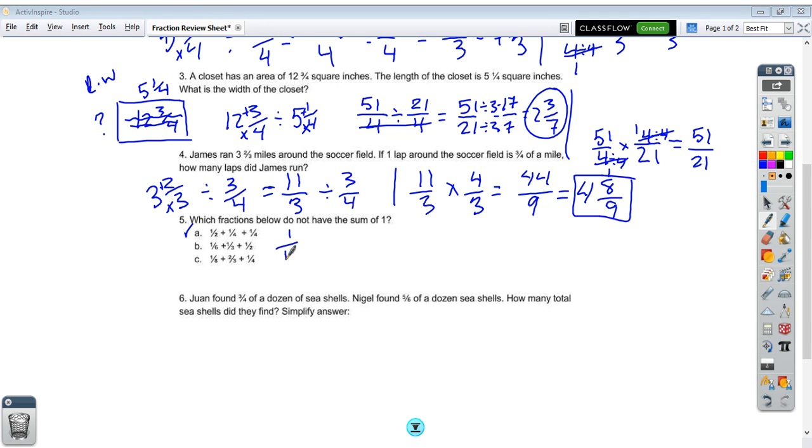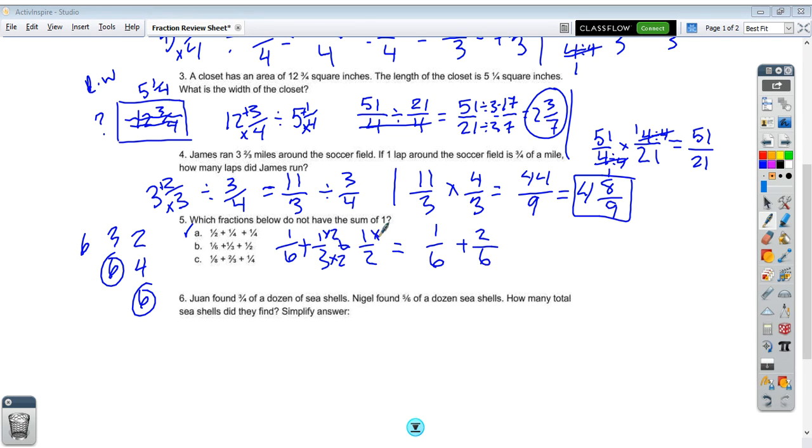Next one, 1/6, 1/3, 1/2. So I've got 6. I have 3 times 6, and I have 2 times 3 is 6. So my denominator should be 6. So for the thirds, I do times 2, and that gives me 1/6 plus 1 times 2 is 2. 3 times 2 is 6. And then the halves, I do times 3, and that gives me 1 times 3 is 3. 2 times 3 is 6. 1 plus 2 is 3. 3 plus 3 is 6. So I get 6 over 6. So this works as well. And so this one works, which tells me that the only one left is C.